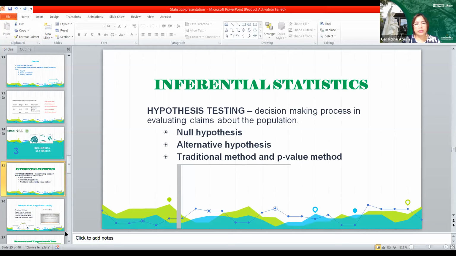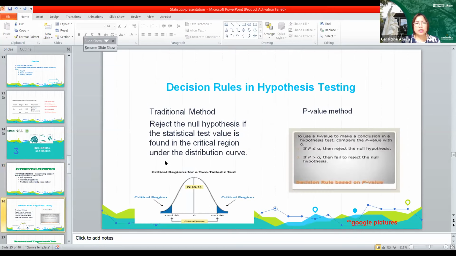There are two types of error in hypothesis testing, type 1 and type 2 error. What is good in PHStat is it uses these two types of method, the traditional and the p-value method. In the traditional method, you have to find the statistical test value and compare it with the critical value. This critical value is taken from the table that divides the area under the normal curve into two, the critical region and the non-critical region.